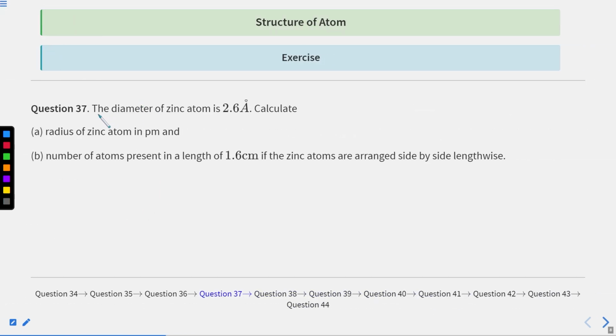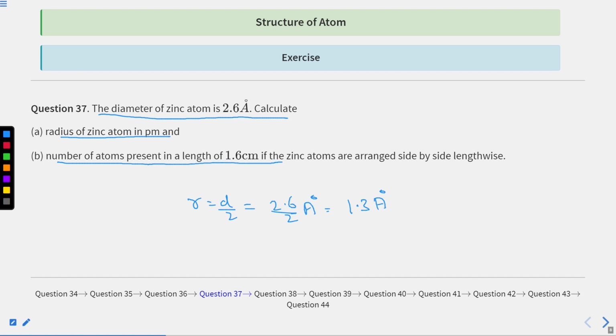Now next, the diameter of zinc atom is 2.6 angstrom. Calculate the radius of zinc atom. So what is the relation between radius and diameter? Very simple. Radius is equal to diameter by 2. That would give us 2.6 by 2 angstrom, or 1.3 angstrom.